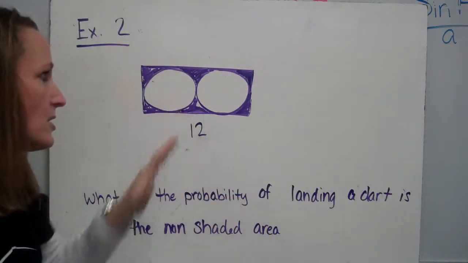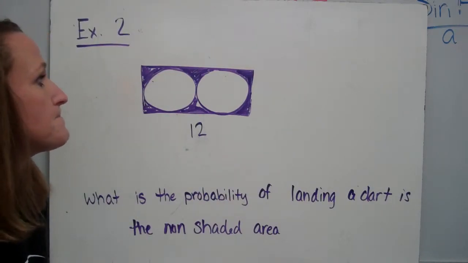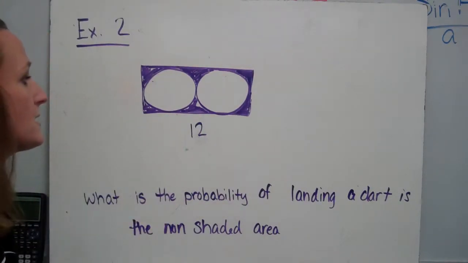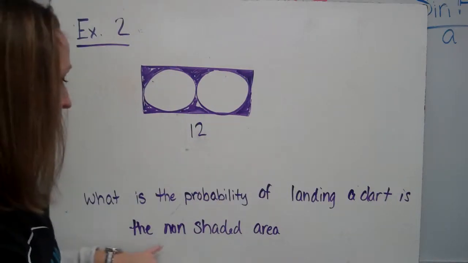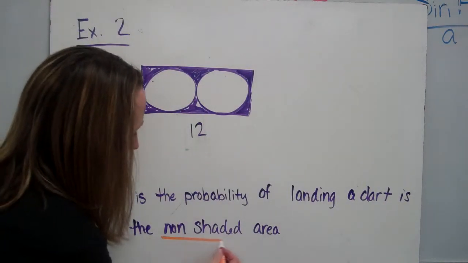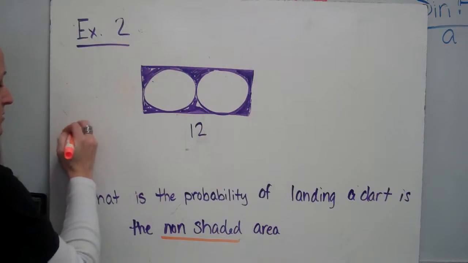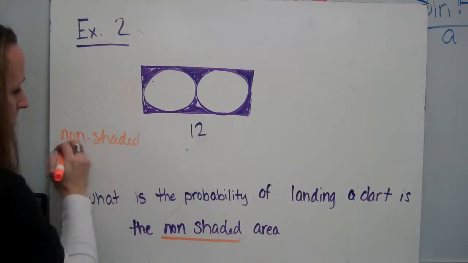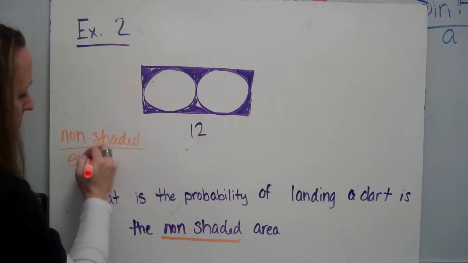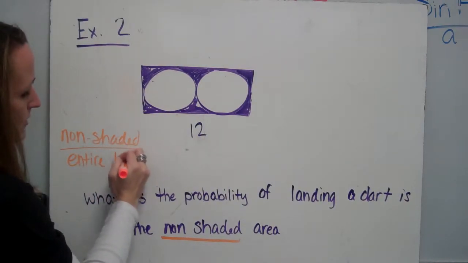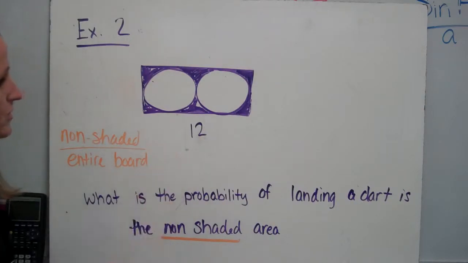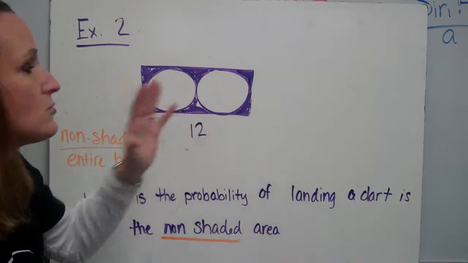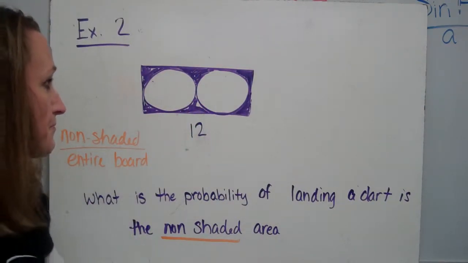Here I have another dartboard with 2 circles in it. So we want to find the area. This time we're looking for the non-shaded region. So we know we're going to do non-shaded divided by entire area, or entire, we'll call it board because we're still working with the dartboard. So up here I have 2 circles. Well, how do we figure these out?